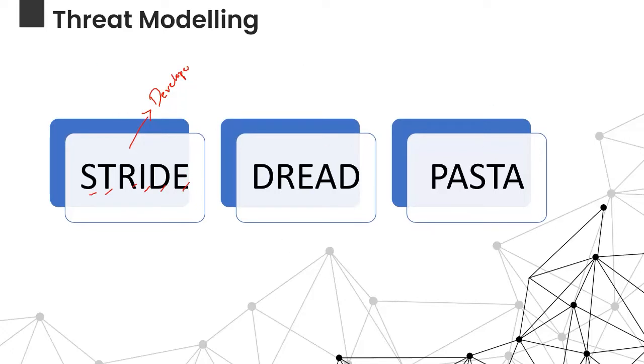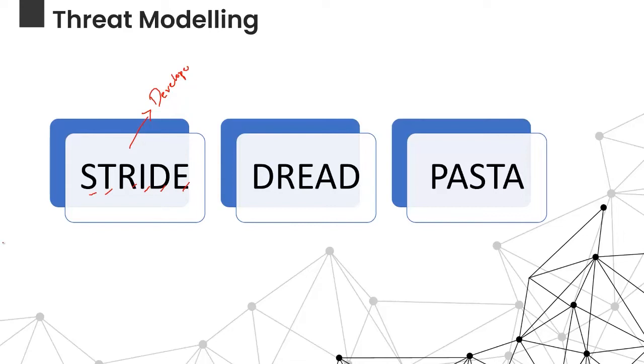So the DREAD model stands for damage, reproducibility, exploitability, affected users, and discoverability. It was formerly used by Microsoft, and even if we have this model in the picture, it's not so much used now. It's abandoned because it's not very consistent. The reviews and ratings given by this model are not very consistent, and there are a lot of debates going on. So it was discontinued by Microsoft in 2008.